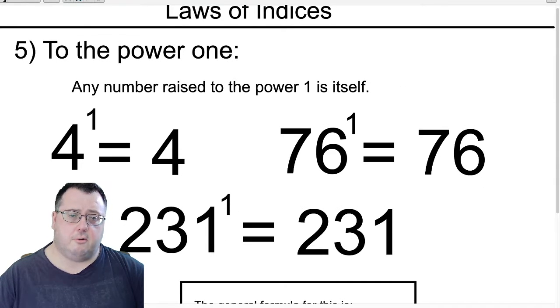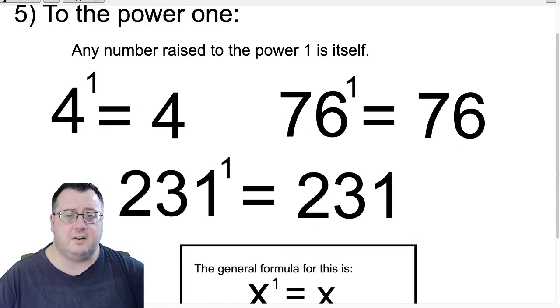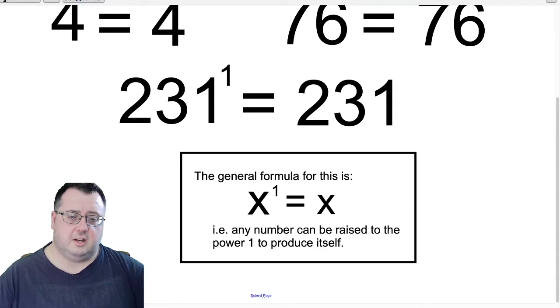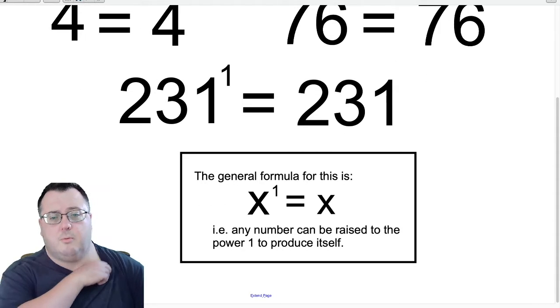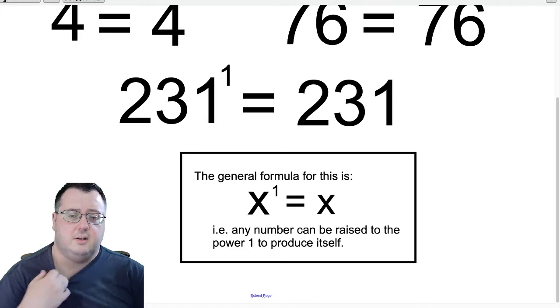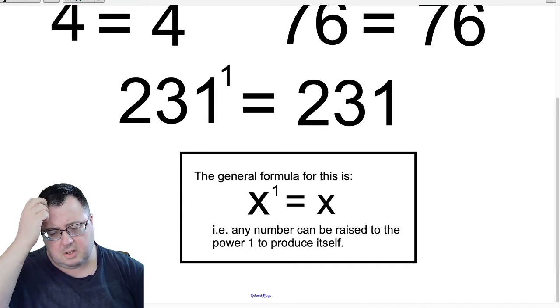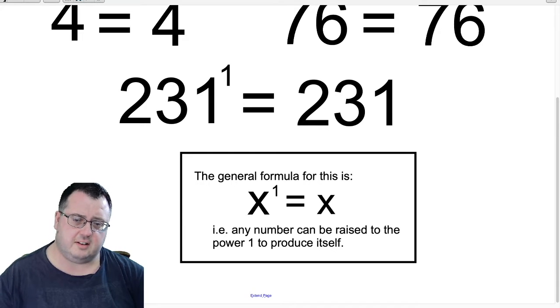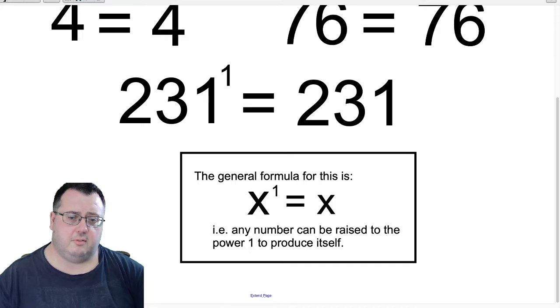And then the fifth law, any number raised to the power 1 is itself. So 4 to the power 1 is 4, 76 to the 1 is 76, and 231 to the 1 is 231. Here's your general formula that x to the 1 is equal to x. You need to know that it can happen either way round. So if you have just an x on its own, that is equal to x to the 1. Or if you have x to the 1, that will just be x.